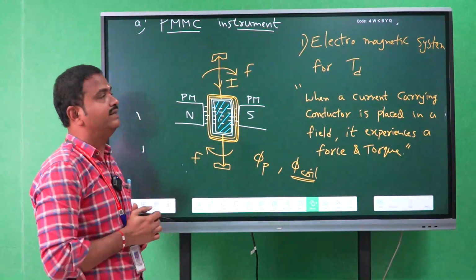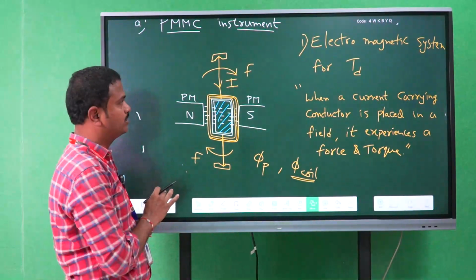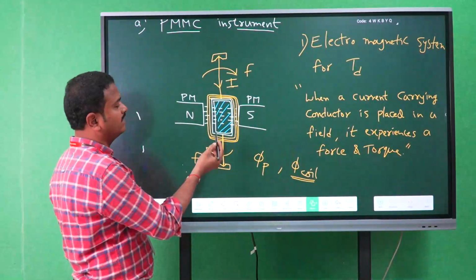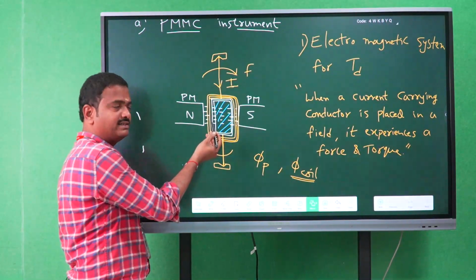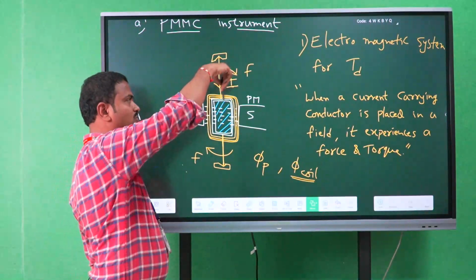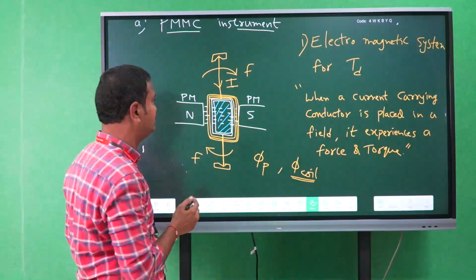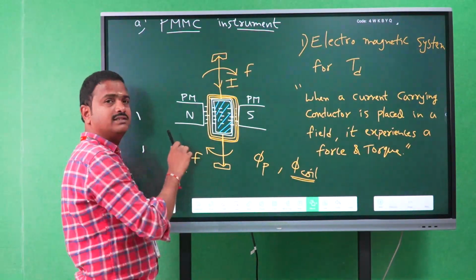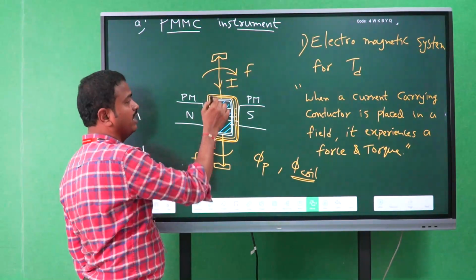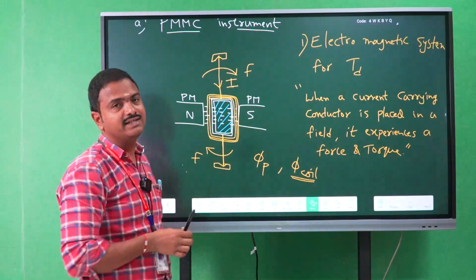Clear? So this is the deflecting system. In the PMMC instrument, we are using an electromagnetic system as the deflecting system. Whenever a current carrying conductor is placed inside the magnetic field, it experiences a force, and then the coil will be moving or rotating inside the instrument. Whenever the coil is rotating inside the instrument, the spindle connected to the aluminum former or coil also rotates, right? So the spindle also rotates inside the instrument.